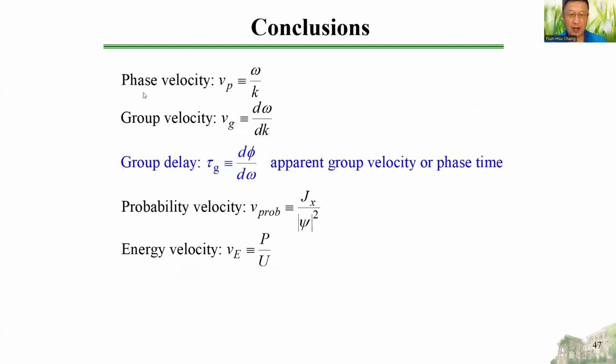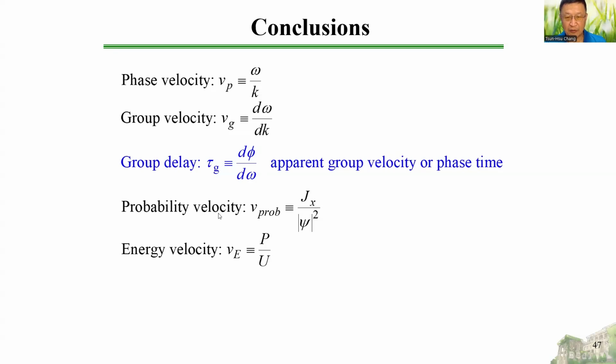Finally, phase velocity, Vp, is defined as omega over k, as we expected. Group velocity is d omega over dk. Group delay, tau g, is defined as d phi over d omega and is related to group velocity. When group velocity is faster than the speed of light, we call it by another name, apparent group velocity. And here, we call it another name, phase time, because it's related to phase.